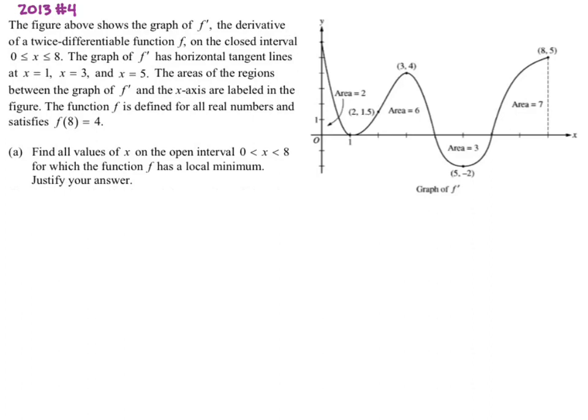All right, for part A, it says find all values of x on the open interval from 0 to 8 for which the function f has a local minimum. We can go through all of the work involved here, but really this is just observing a graph. Remember, to find a local minimum or any kind of extrema, we first have to find all our critical points. Our critical points are when f prime equals 0, when f prime does not exist, and at endpoints.